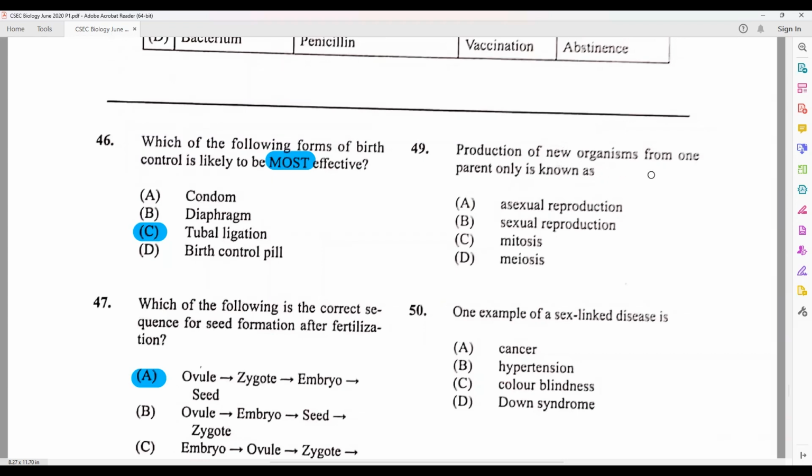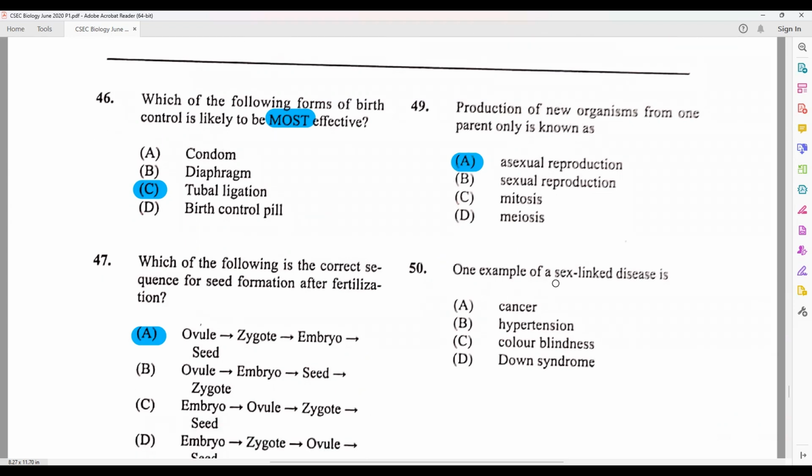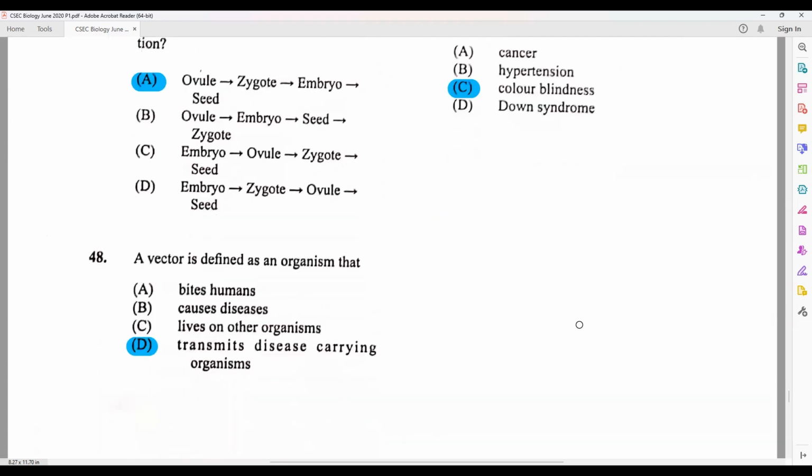Production of new organisms from one parent only is known as asexual reproduction. One example of a sex-linked disease, and this means we are into the last topic in section B, diseases. A sex-linked disease is color blindness. It is on the X chromosome, so it is sex-linked.